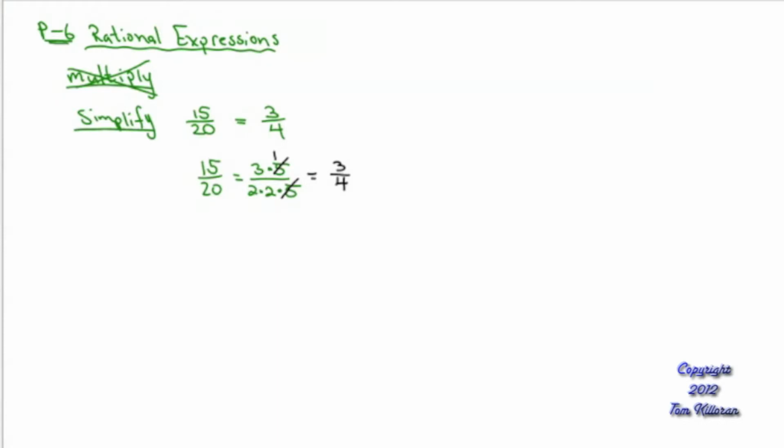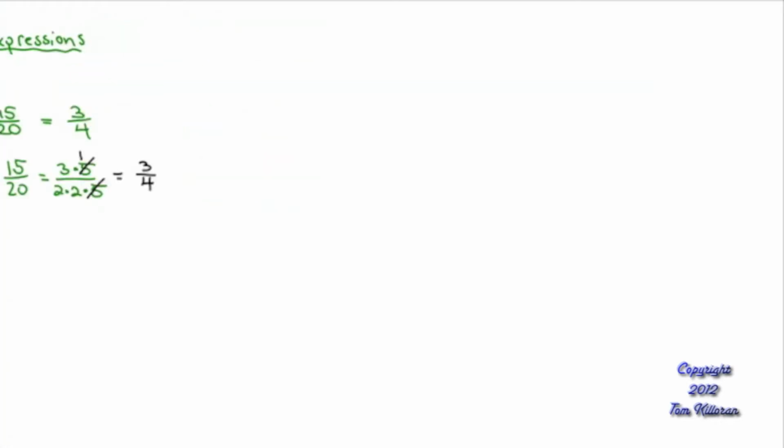For instance, what if we had this? And by the way, for all of P6, the golden rule is factor what you see. Before you do anything, you just factor what you see. For example, 2x squared plus 5x minus 3 all over 2x squared minus 7x plus 3.